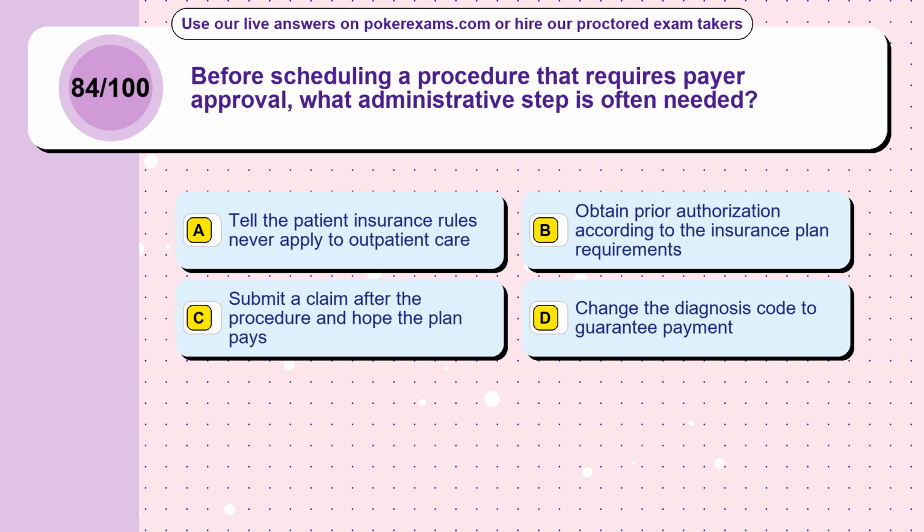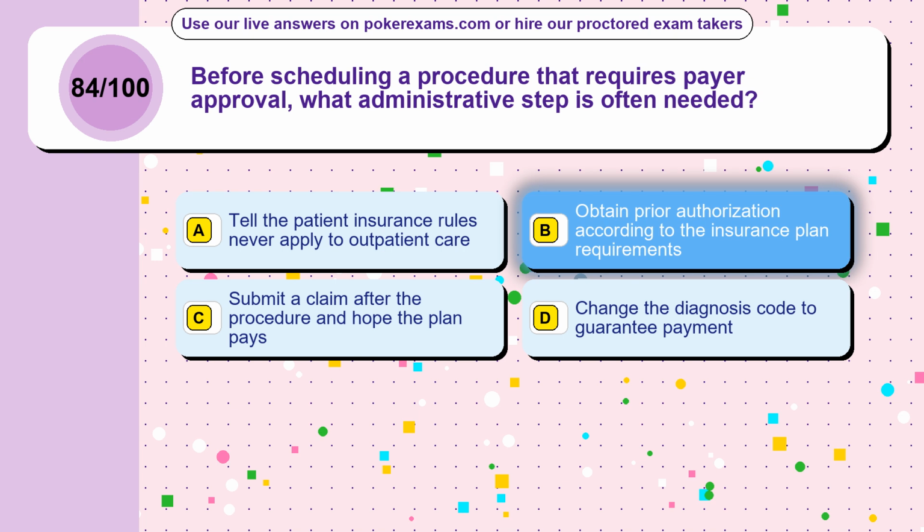Option A. Tell the patient insurance rules never apply to outpatient care. Option B. Obtain prior authorization according to the insurance plan requirements. Option C. Submit a claim after the procedure and hope the plan pays. Option D. Change the diagnosis code to guarantee payment. The correct answer is option B. Obtain prior authorization according to the insurance plan requirements.